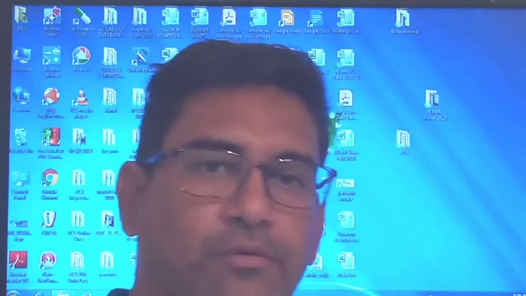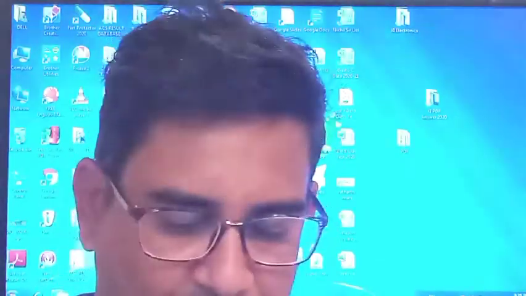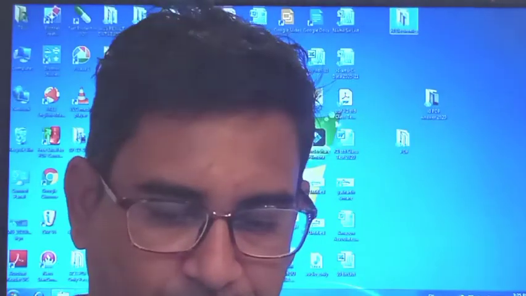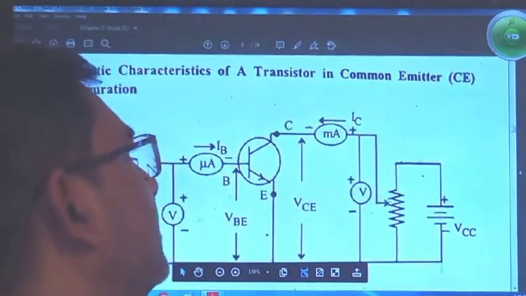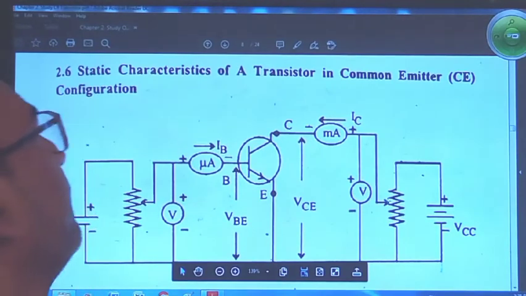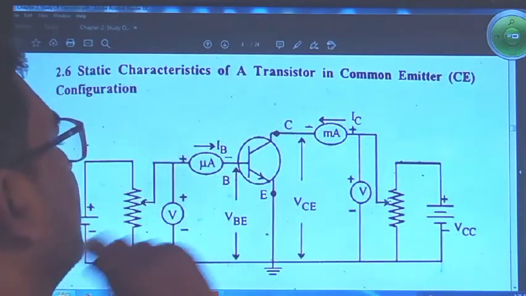Hello students, today we are going to start a topic on the characteristics of the common emitter configuration in a transistor. Here is the diagram which indicates the static characteristics of a transistor in a common emitter configuration.